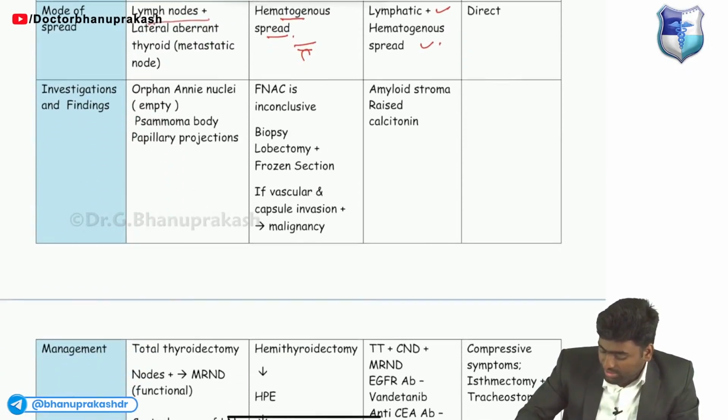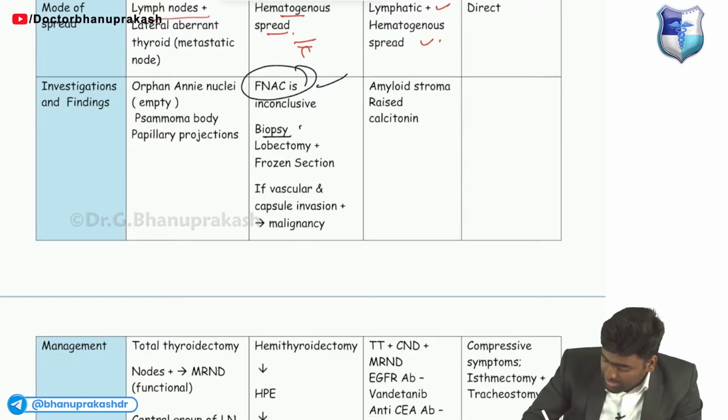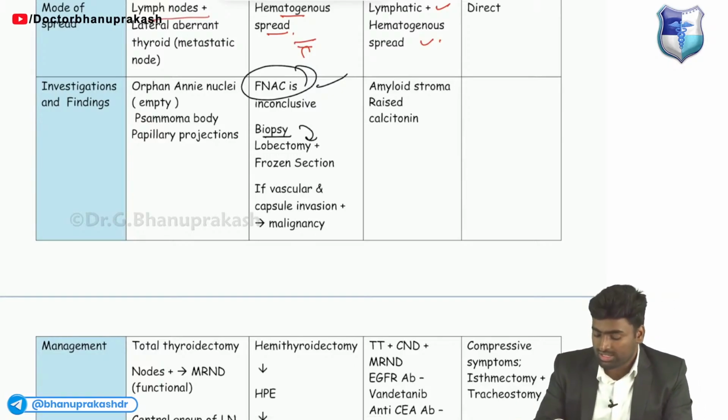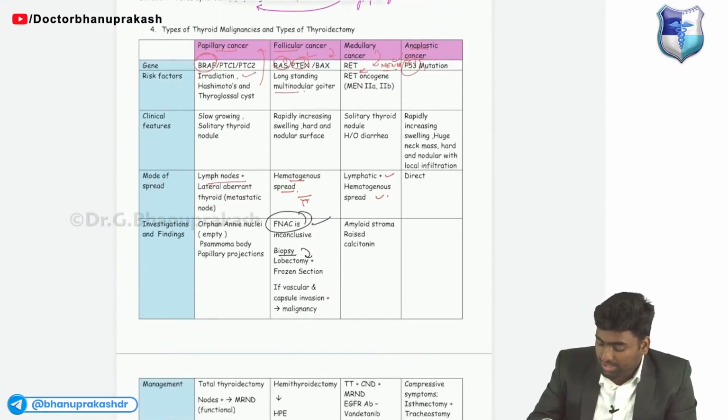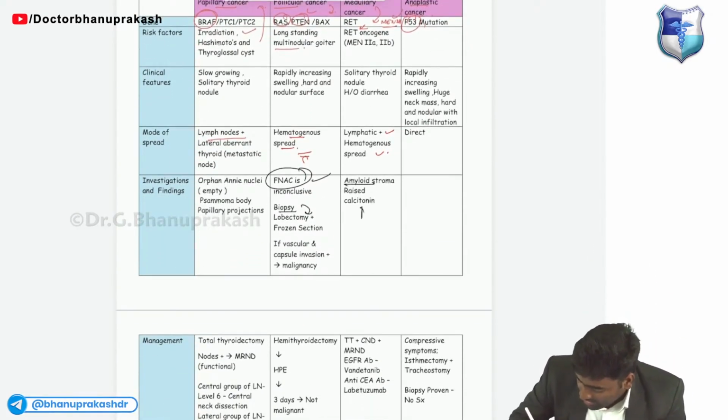Okay, itna yaad rakho. So as I told you, here you will see Orphan Annie nucleus and psammoma bodies. And in the case of follicular, there is no use of FNAC. So we need to do biopsy. Mostly the biopsy is a lobectomy. After removal of this only, then we'll do the surgery.